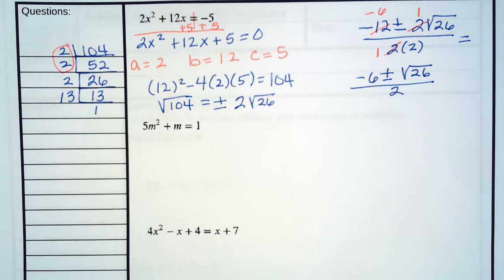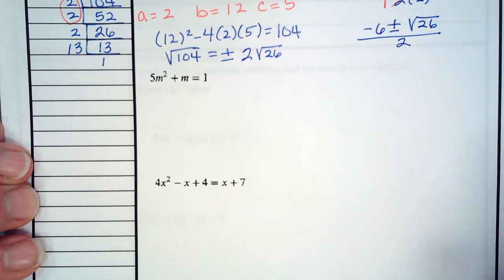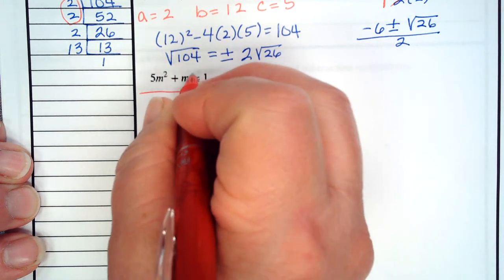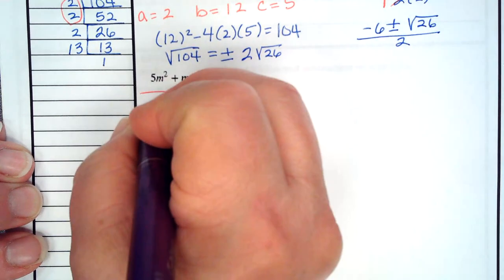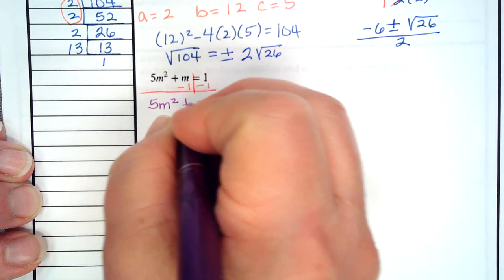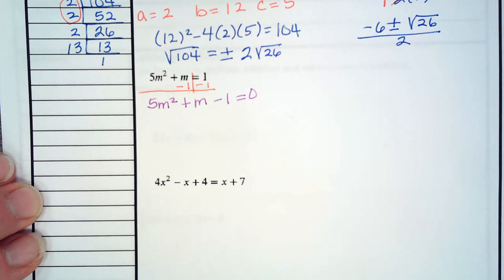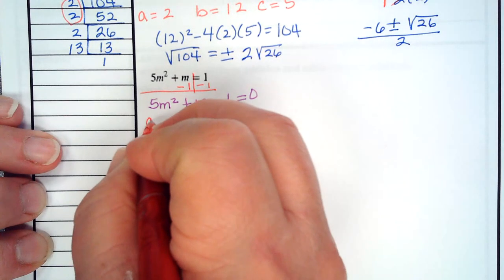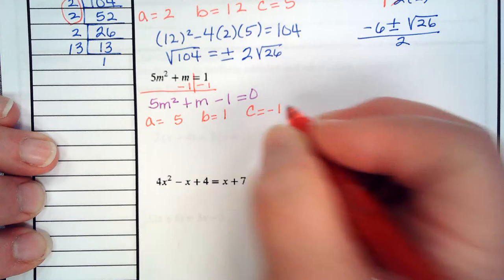Okay, if you feel comfortable, pause the video and see if you can do the next one on your own. If you are still not quite sure, that's okay. Be thinking about the process, please. Step 1, set equal to 0. Five m squared plus m minus 1 is equal to 0. Identify A, B, and C. A is 5, B is 1, C is negative 1.